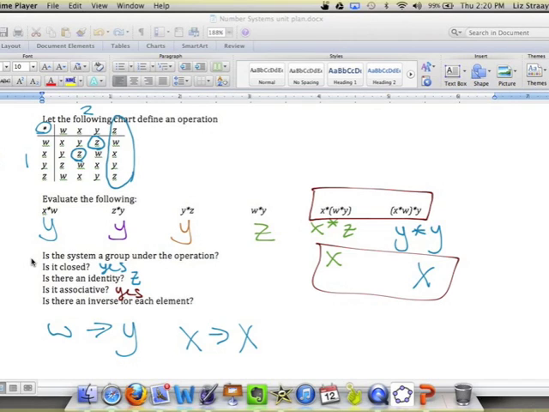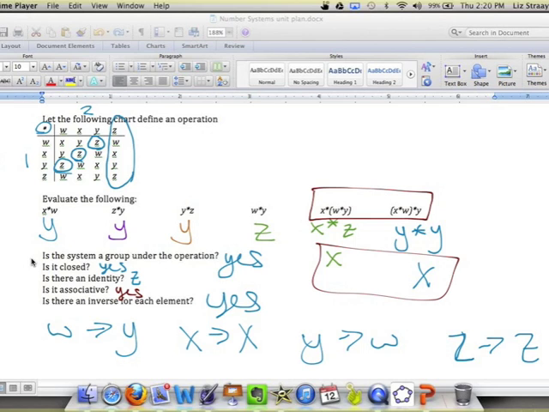For Y, what do I need to apply? A W. So Y goes with W. And then for Z, what do I need to apply? Z. And that's it. So since each of them had an inverse, that's yes, and this is in fact then a group because all four of those worked. We didn't really fully test out associative. You'd have to try everything, and that's quite a long process.